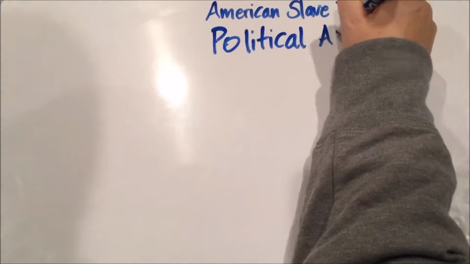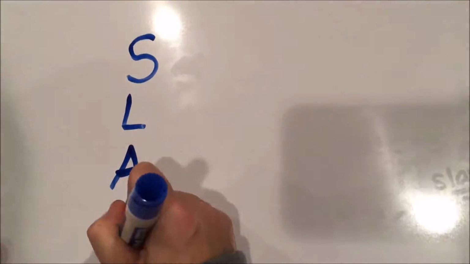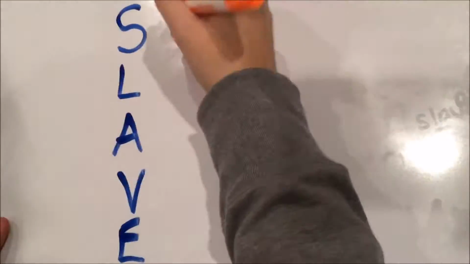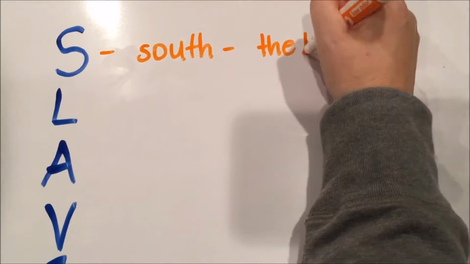To help you guys understand the American slave trade's political aspects, I made an acrostic, which I didn't even know was what this was called until I just Googled it 5 minutes ago.